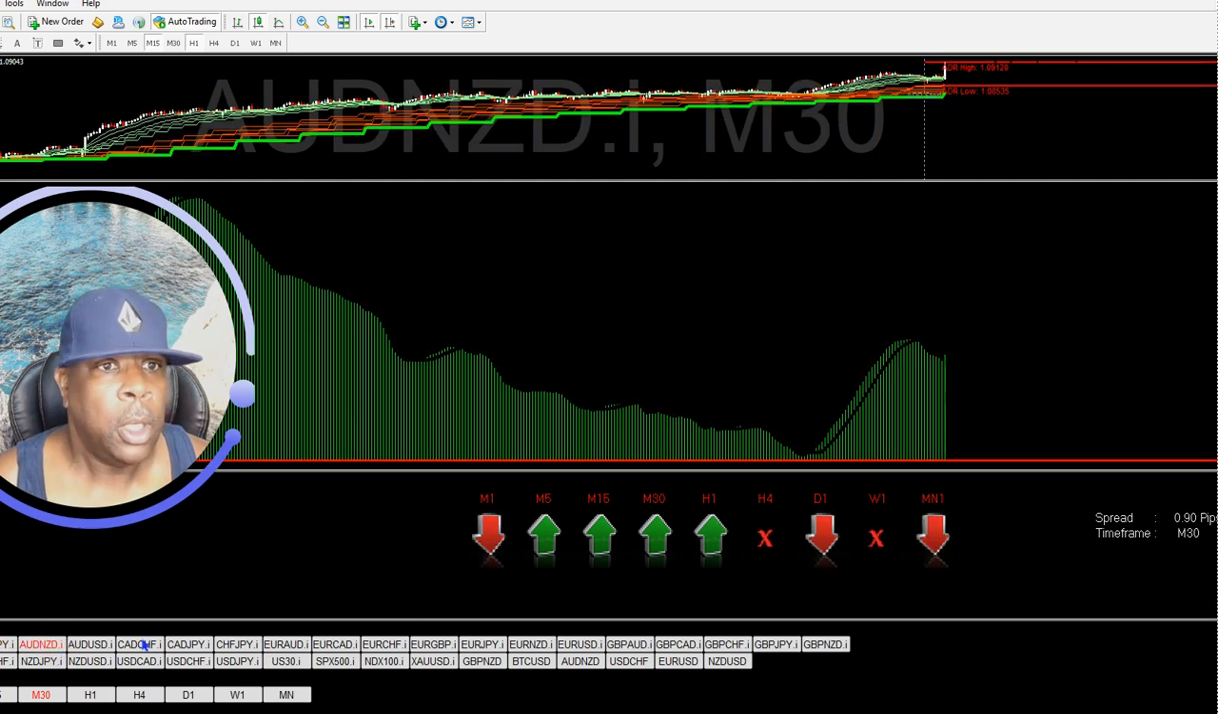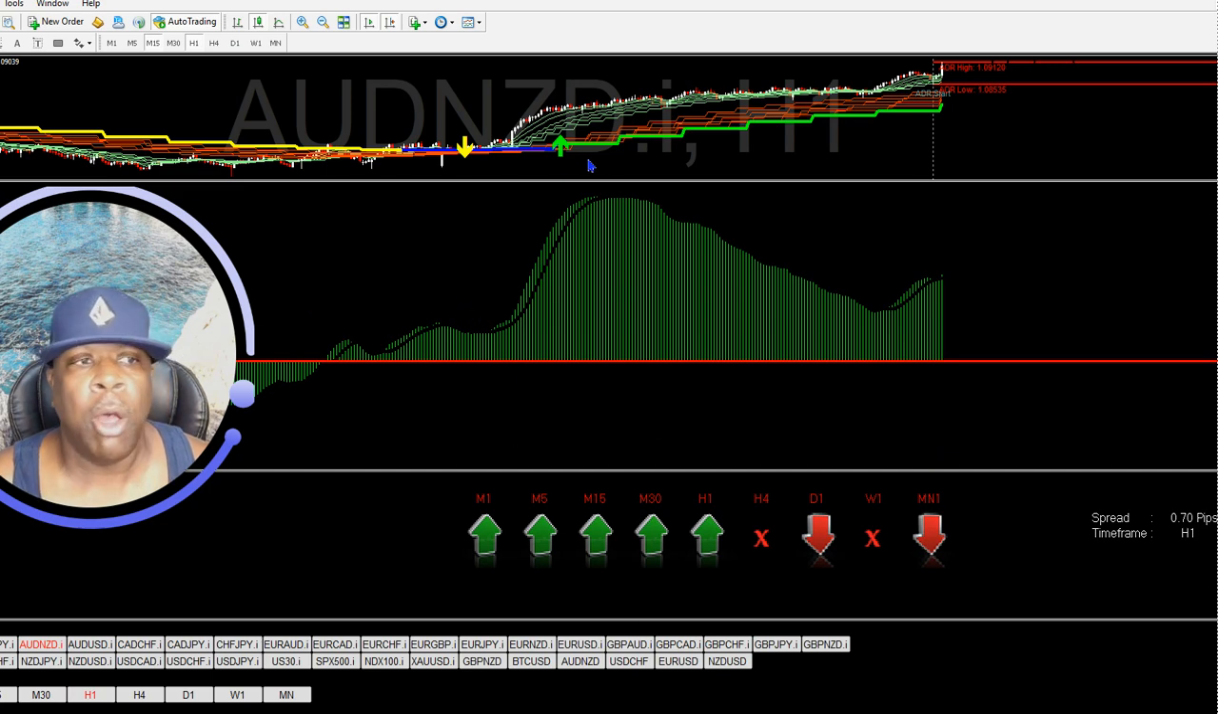Okay, let's keep it on AUD, which has been going up forever. I know a lot of people trying to call the tops on that one, trying to see where, hey, I think this is going to be the top or bottom. And look, that thing never stopped. I told you guys, small candles are king. Do not challenge the small candles.